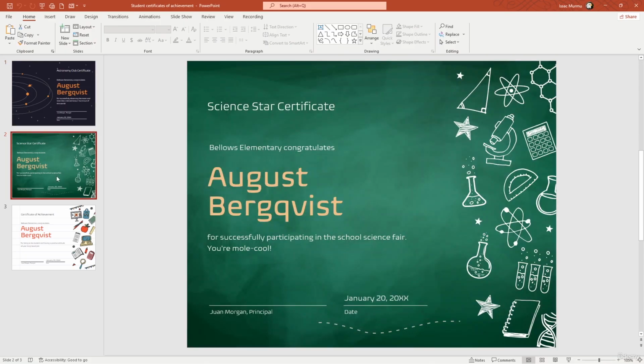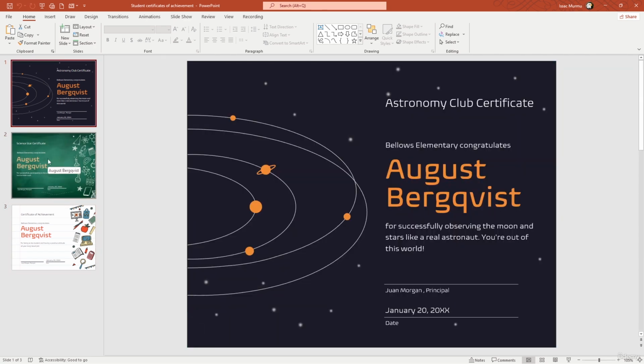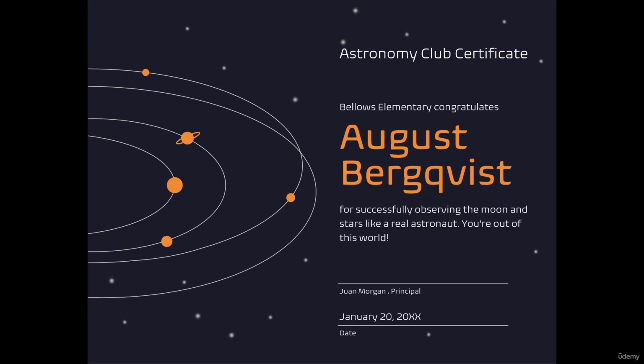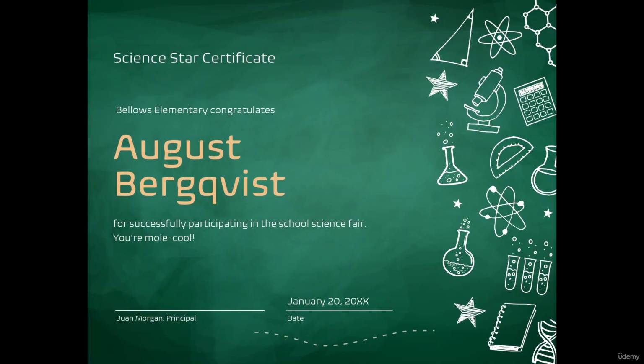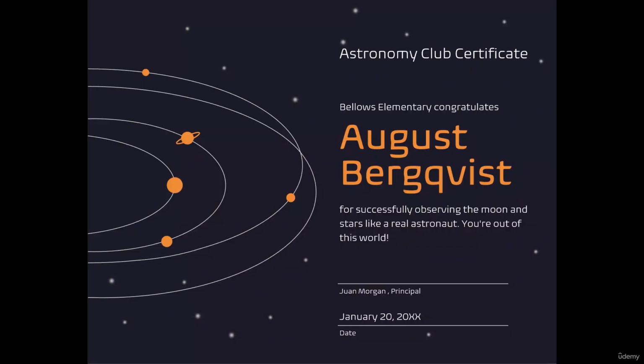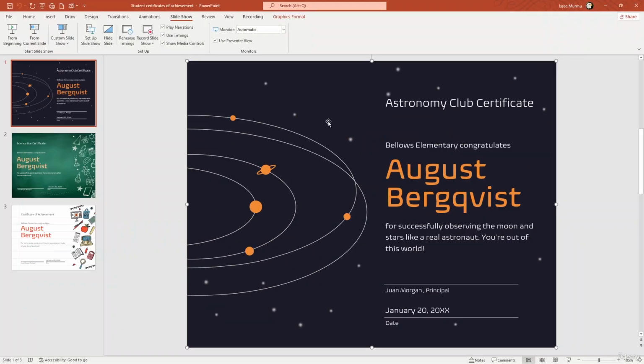So that's it. We have the three slides over here. Now we want to add the animations. If I try to play it from the beginning, it doesn't have any animations or transitions. So let's add the animations over here.